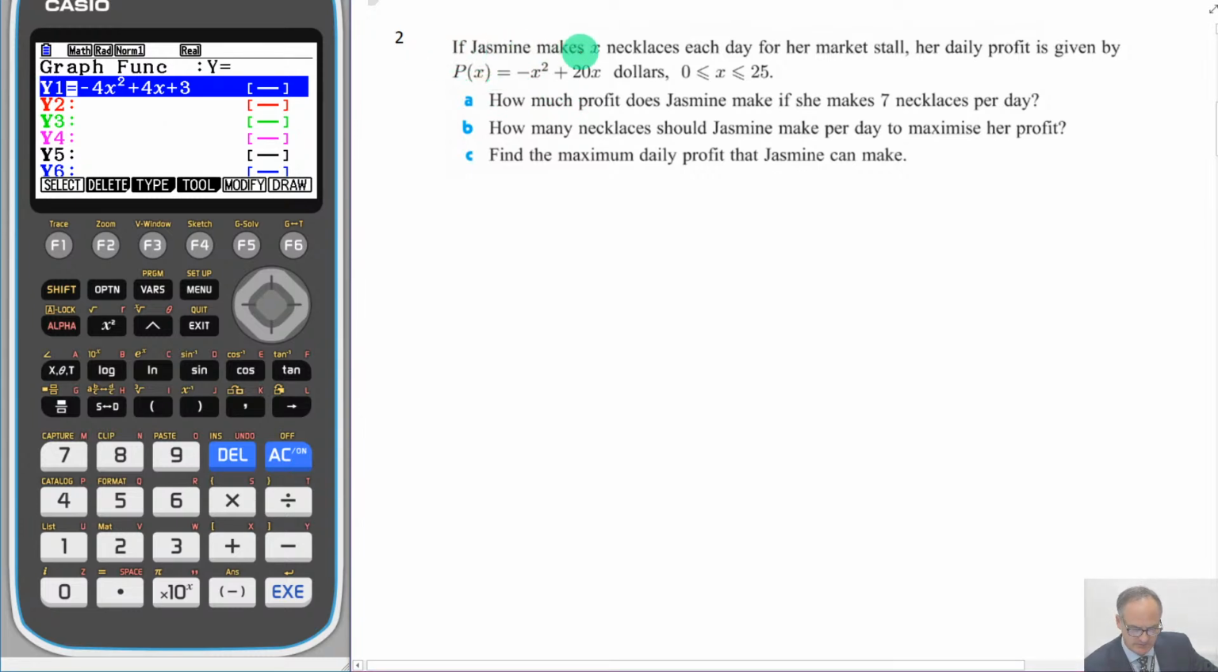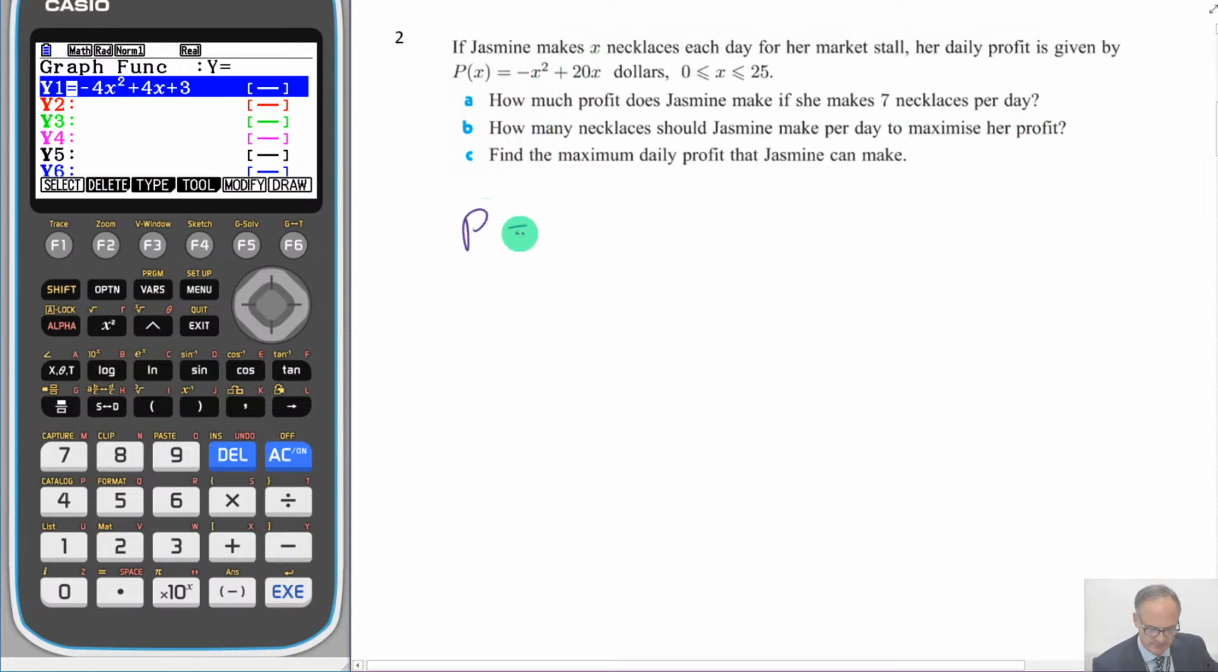If Jasmine makes x necklaces a day in her market store, her daily profit is given by P(x) equals minus x squared plus 20x. How much profit does Jasmine make if she makes 7 necklaces a day? So we're going to put 7 into this formula.